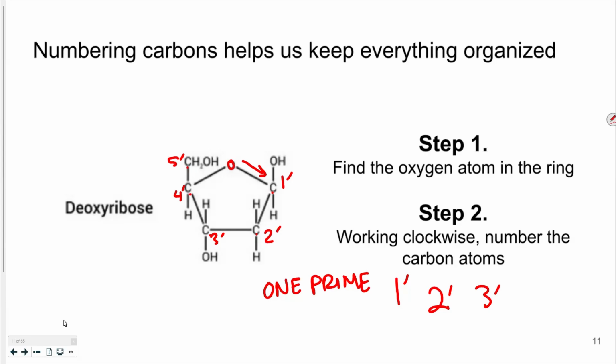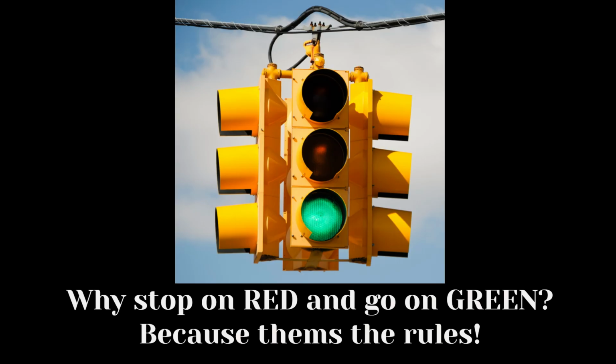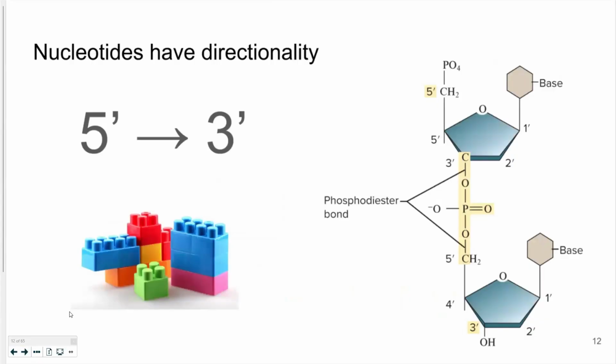This numbering convention allows us to have clear and accurate communication when discussing the form and function of nucleic acids, just the same way as following traffic rules keeps us safe on the road. Because nucleotides connect in a specific way, DNA strands have a directionality. One end is called the 5 prime, and the other end is called the 3 prime.